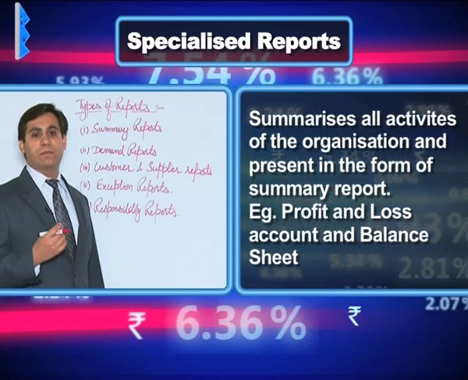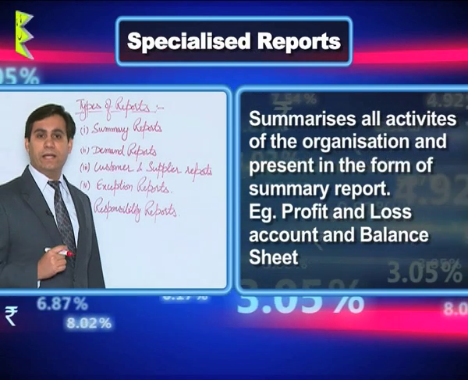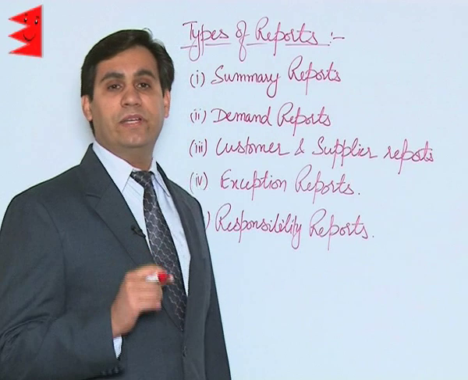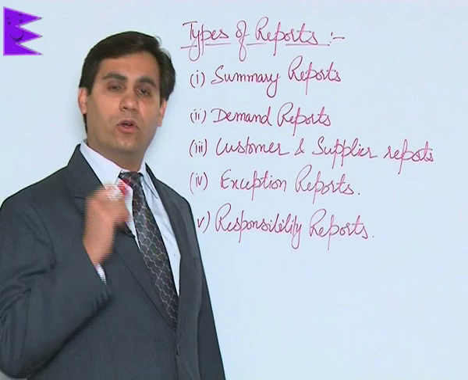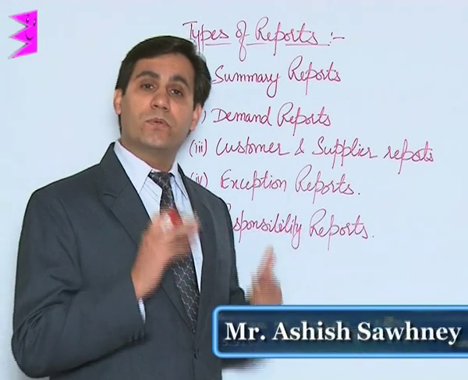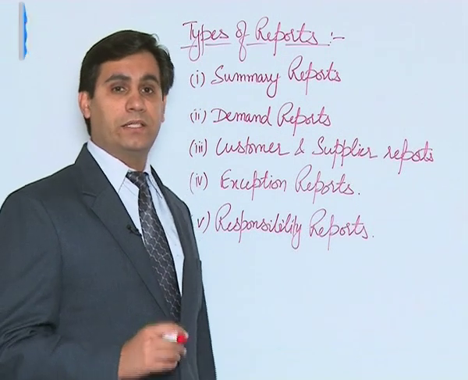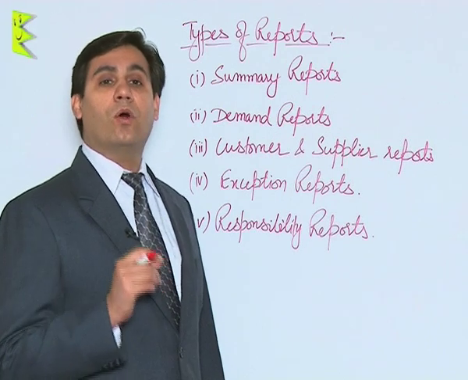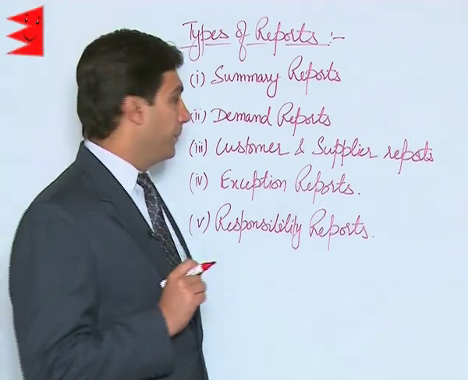A very good example of summary reports is profit and loss account and the balance sheet, that is income statement and position statement. Income statement summarizes the activities of an organization, or the result of the activities of an organization, over a particular accounting period, and the balance sheet gives us the financial position of an organization as on a particular date. Remember, they are not prepared on day-to-day basis. They merely present the summary of the year or for the accounting period for which they have been prepared.